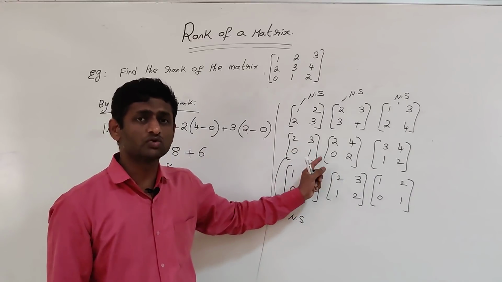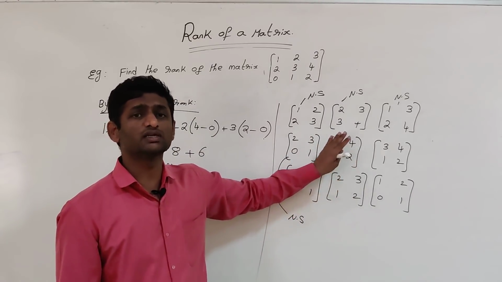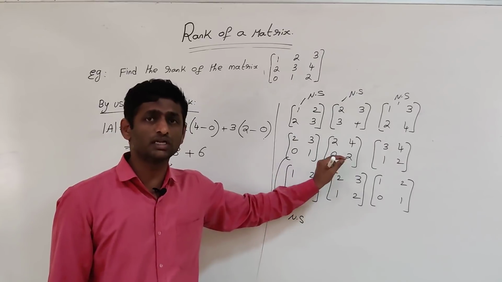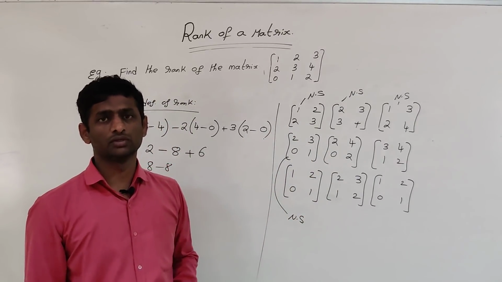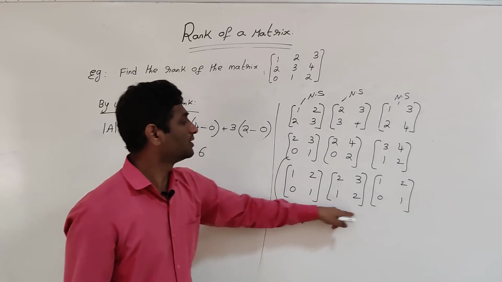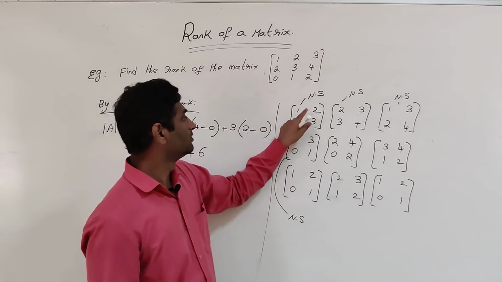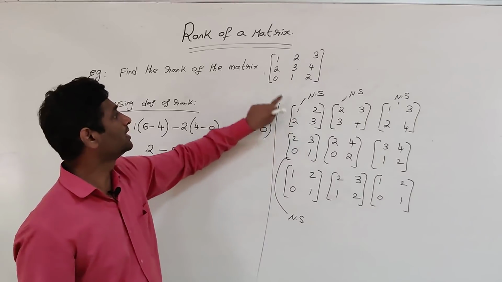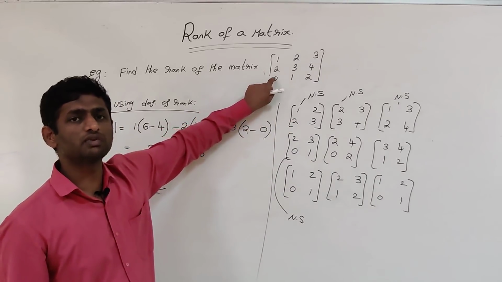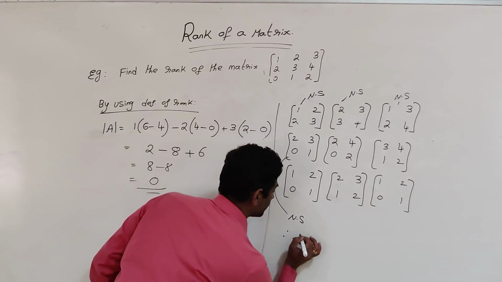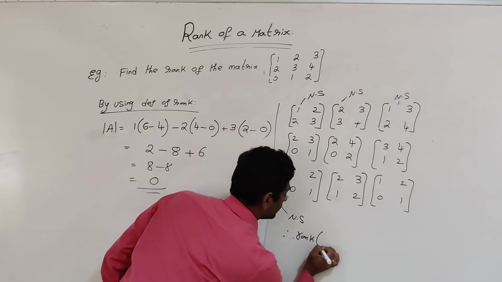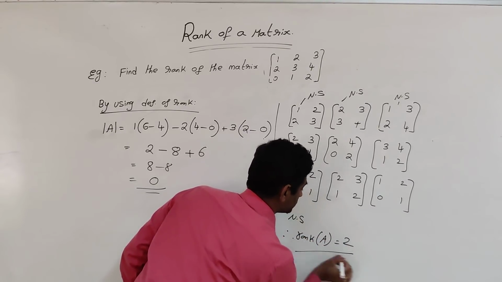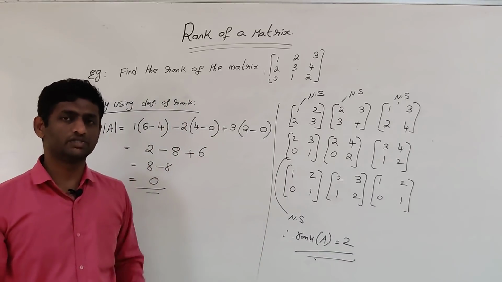And if at least one of the 2 by 2 square submatrices is non-singular, the rank will be 2. So in this case, instead of finding all 9, we found that the first square submatrix is non-singular. Then directly we can say the rank of this matrix is 2. Therefore, rank of A is 2. So that is by definition.